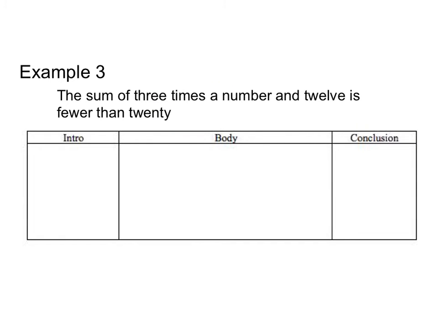The sum of 3 times a number and 12 is fewer than 20. Okay, so again, let's underline some stuff. Fewer than, that's our inequality, and if we go back up to where we have it all written down, that is just the less than. Sum of 3 times a number and 12 is fewer than 20. So let x equal a number. Okay, I'll put it together: 3x plus 12 less than 20.